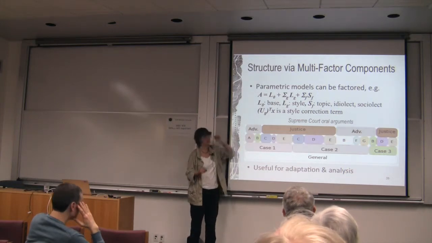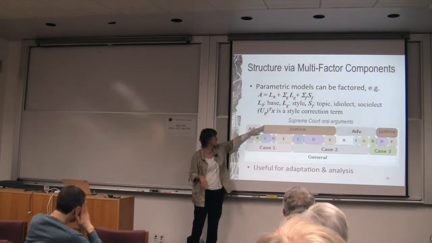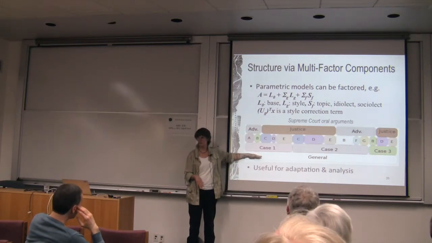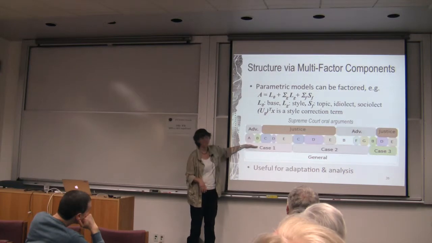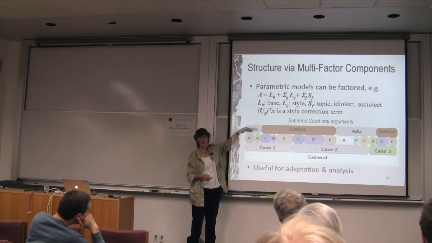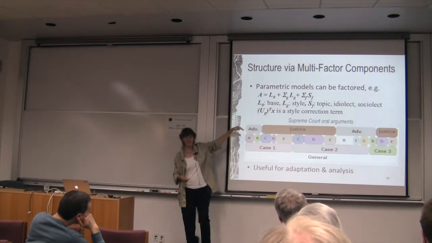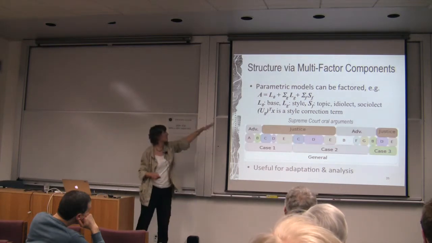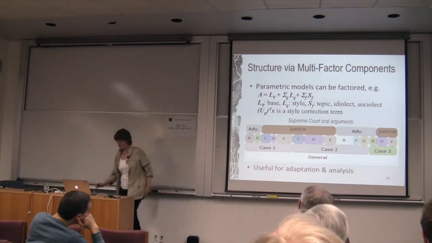on different factors, okay? This is Supreme Court oral arguments. So there's the general Supreme Court data. There is what people say in a case. That will be topic related. There's who's talking, and then whether you're a justice or a lawyer, okay? And so I can learn different low rank and sparse models for those different types of people.